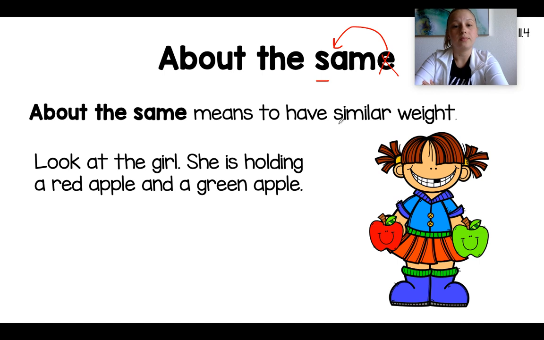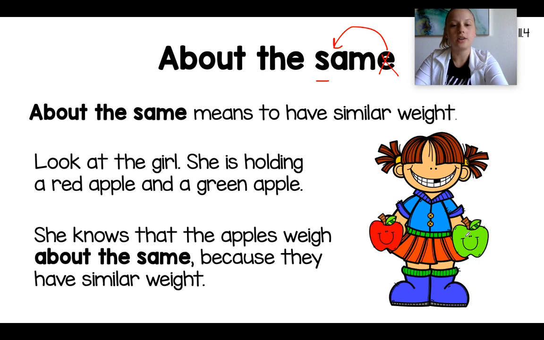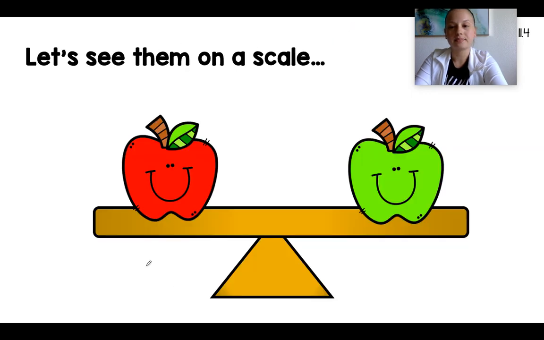Look at the girl. She is holding a red apple and a green apple. See the red and the green apples? She knows that the apples weigh about the same because they have similar weight.